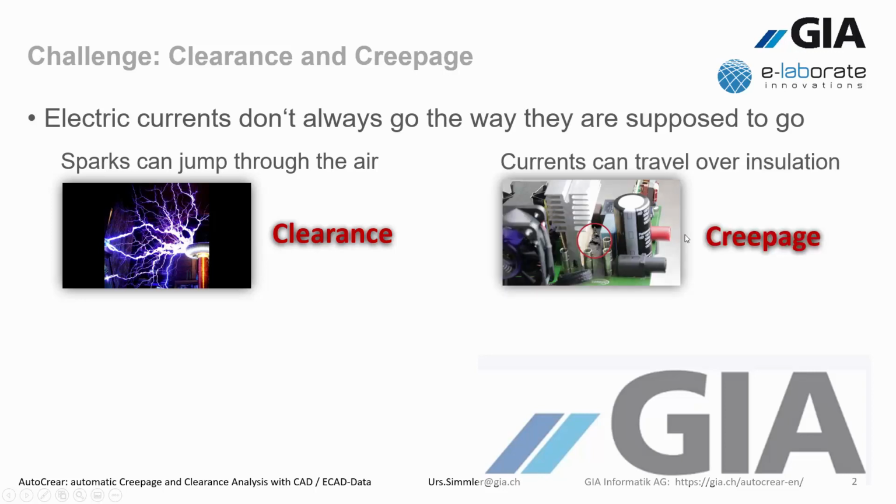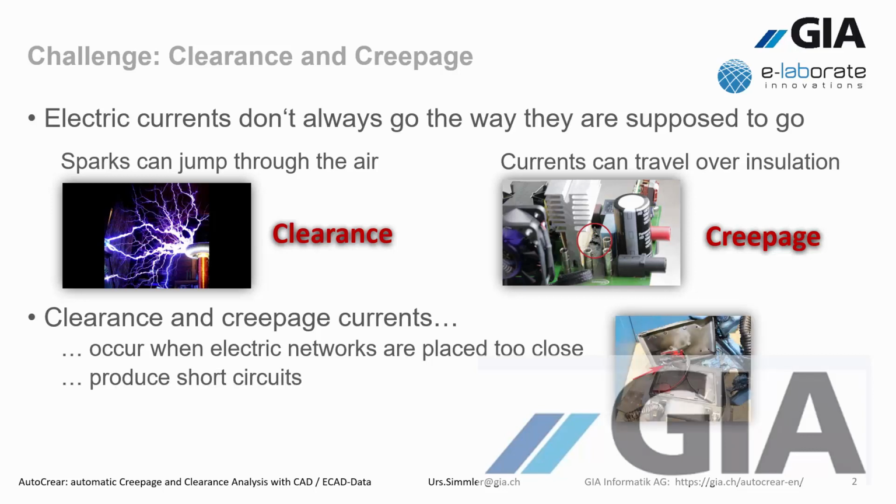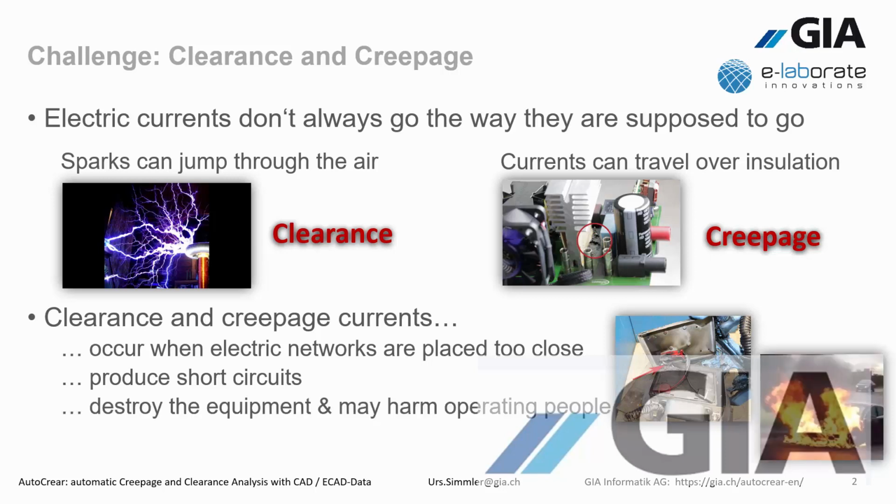Creepage is when the current can travel over the insulation and destroy, let's say, the component. So clearance and creepage is quite dangerous because it can occur when electrical nets are placed too close to each other, when short circuits are produced, and as we can see in the next pictures, it can destroy your equipment, your components, and I think we have to avoid it at any cost.